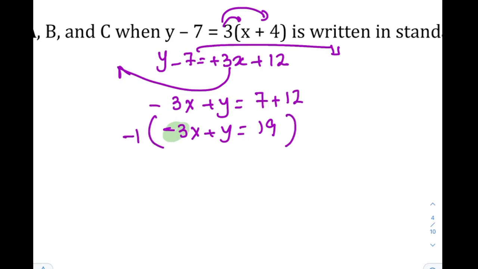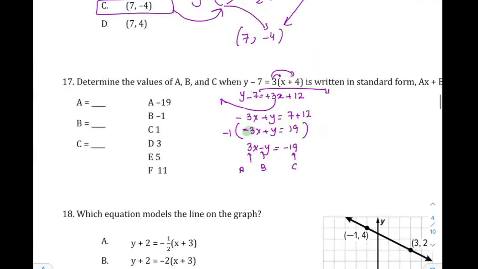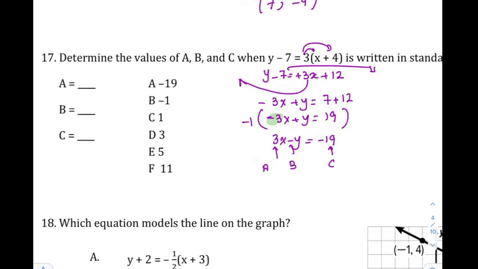Multiply everything by minus 1 or divide everything by minus 1 or reverse all the signs. Now this is standard form. That means your A is 3, your B is negative 1, your C is negative 19. So A is 3, so this is D, which is 3. B is negative 1, so this is B. It's matching with this one. And C is negative 19, which is this one, which is A.